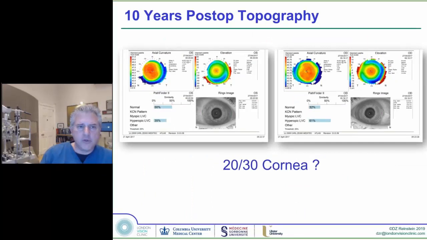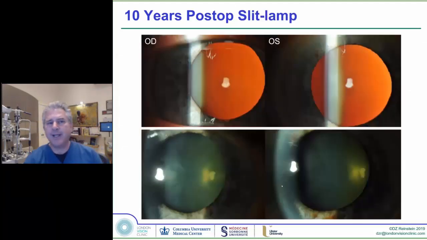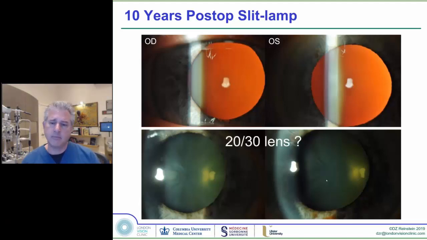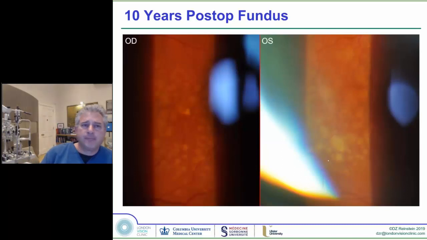Now, are those 20/30 topographies? No, they're not. Are those 20/30 lenses? No, they're not. Why is she 20/30? Because she had fluffy, ugly drusen all over her macula.